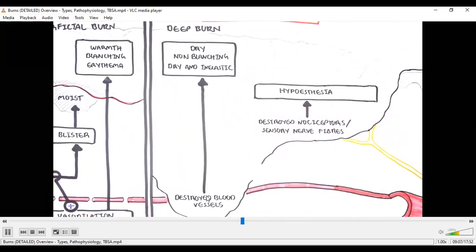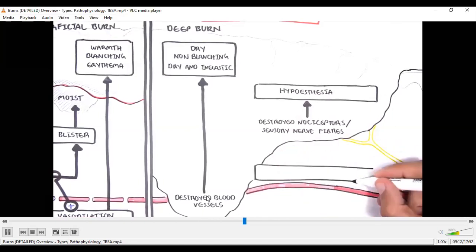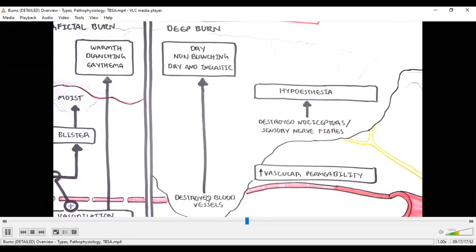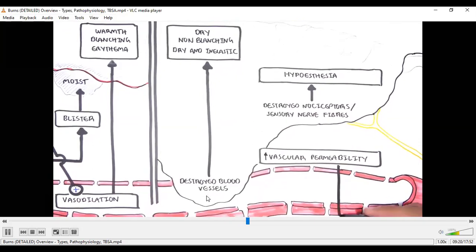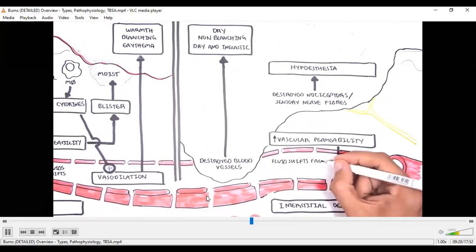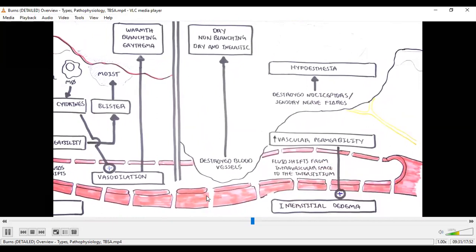Obviously, not all your blood vessels are damaged. The function of blood vessels will react to the cytokines produced around the area. The vessels will increase vascular permeability, which will cause fluid to shift out, causing interstitial edema. So fluid shifts out from the intravascular space, so the blood vessel, into the interstitium. And this huge amount of fluid coming out of the vessels will result in hypotension, so circulatory shock even. Hypotension as a result of the shift of fluid occurs more in deep burns rather than superficial burns.